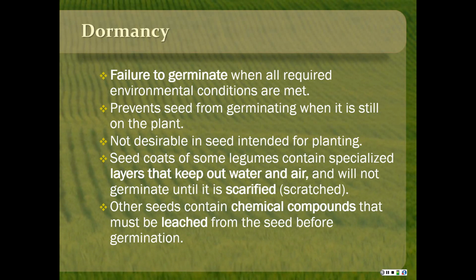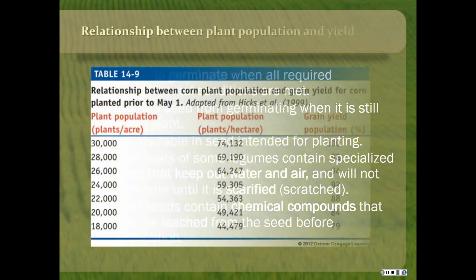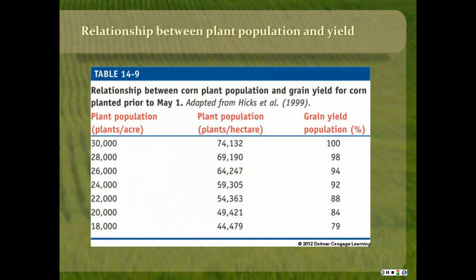And there are some legumes, like beans and peas, in that family. They have a specialized layer that keeps out water and air, and in those cases, they won't germinate unless they're scarified, and that's where something has to scratch the seed coat. And there are others that have chemical compounds that have to be leached out from the seed before germination. And this is, once again, from your book, so I won't go into it in too much detail.